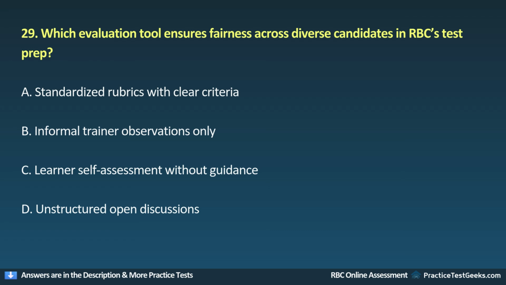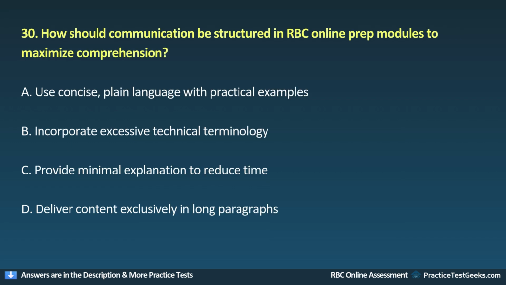29. Which evaluation tool ensures fairness across diverse candidates in RBC's test prep? A. Standardized rubrics with clear criteria. B. Informal trainer observations only. C. Learner self-assessment without guidance. D. Unstructured open discussions.